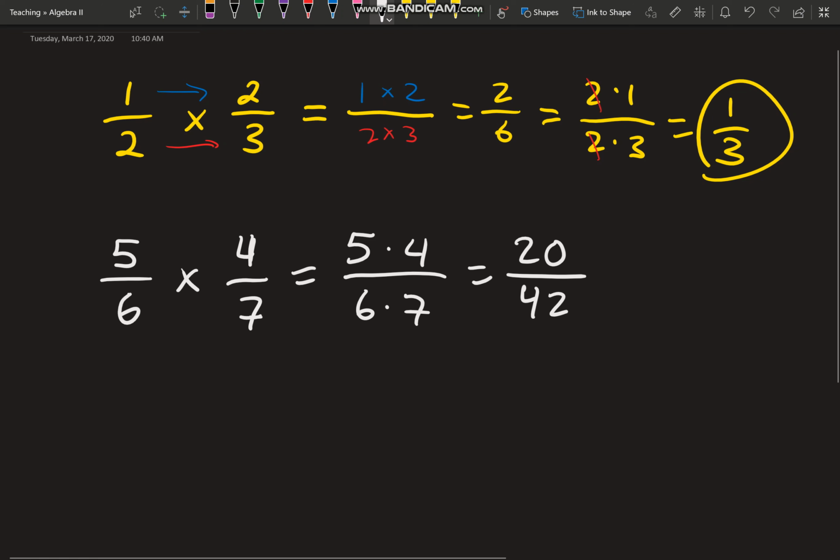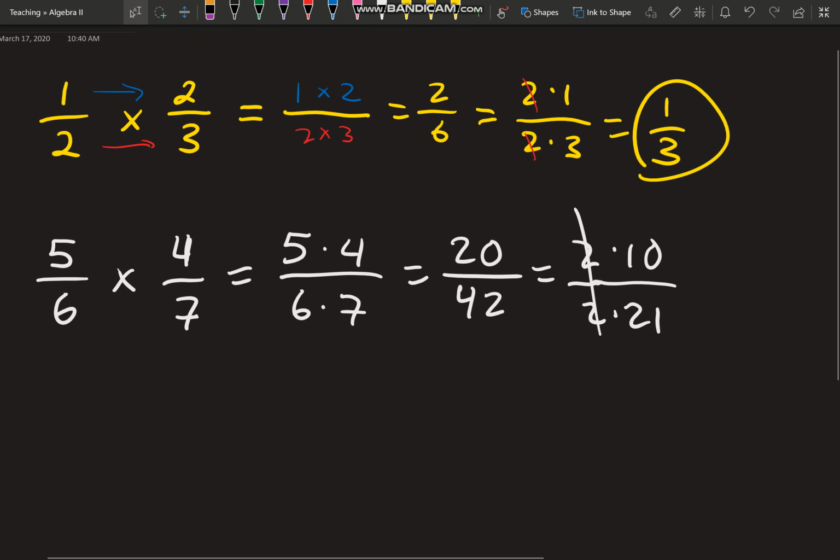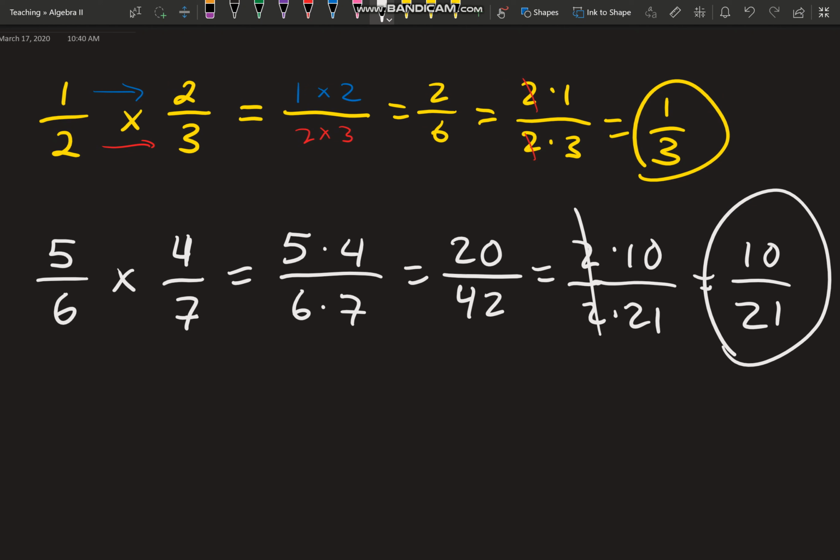So we got to simplify that. We know they're both at least divisible by 2. So we'll rewrite the top as 2 times 10. And we can rewrite the bottom as 2 times 21. 2's cancel, and we're left with 10 over 21. And we can't really simplify that anymore because they don't share any factors. So remember, that's how we multiply fractions. So that's just a review on how to multiply fractions.